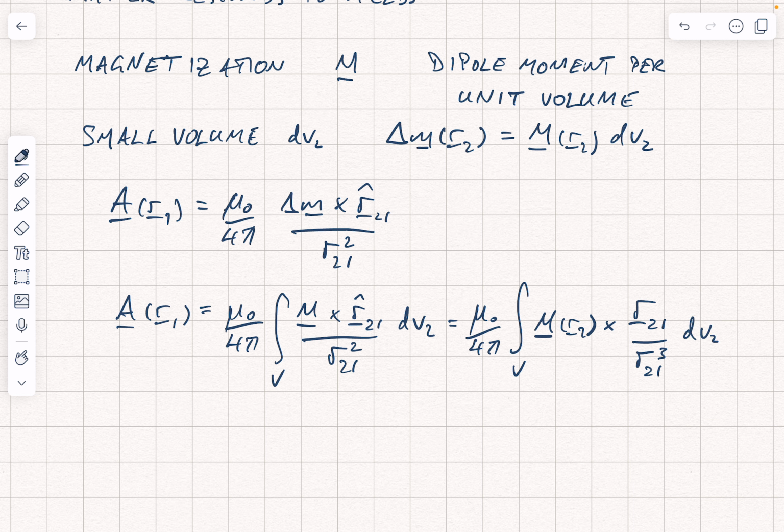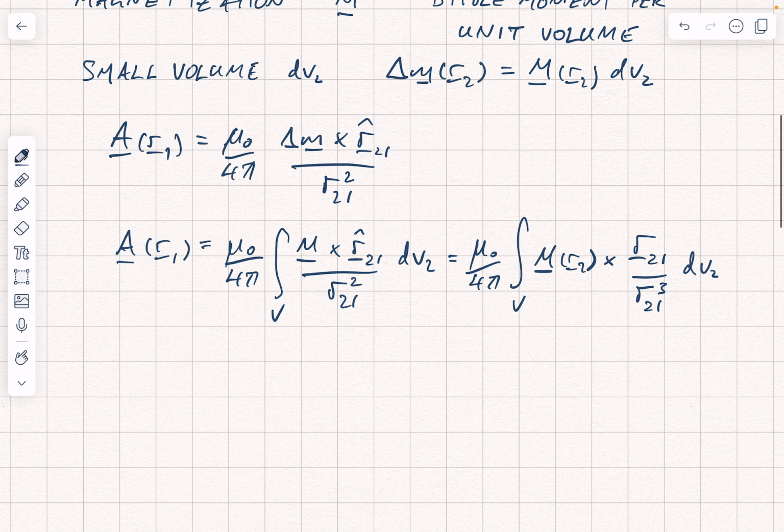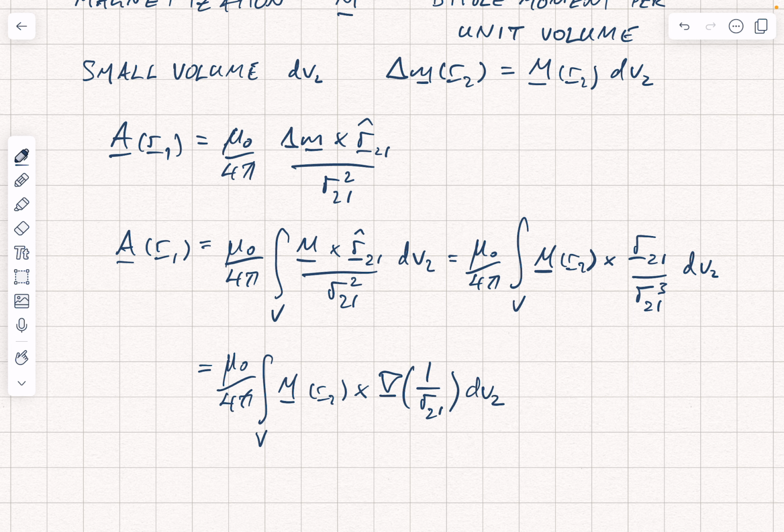and you should now look at that and think to yourself, okay, why has he changed it to R21 over R21 cubed? And you should recognize that as the gradient of 1 over R21. So let's just write that down. So we've got mu naught over 4 pi, we have the volume integral of M at R2 crossed with the gradient of 1 over R21 dV2. And the fact that this term R21 vector over R21 cubed can be replaced with the gradient of 1 over R21 is a standard result, which I've already discussed in a previous video.